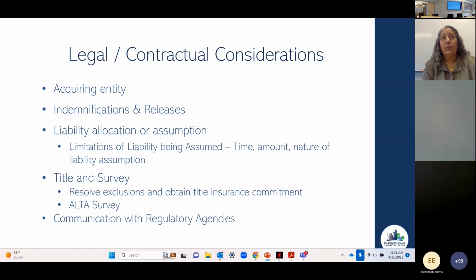And then there may be some constraints around communication with regulatory agencies. Again, the seller may have certain restrictions or certain requirements they want to place on your ability to communicate with regulatory agencies. That's something that needs to be agreed upon and incorporated into the purchase and sale agreement as part of the negotiations.